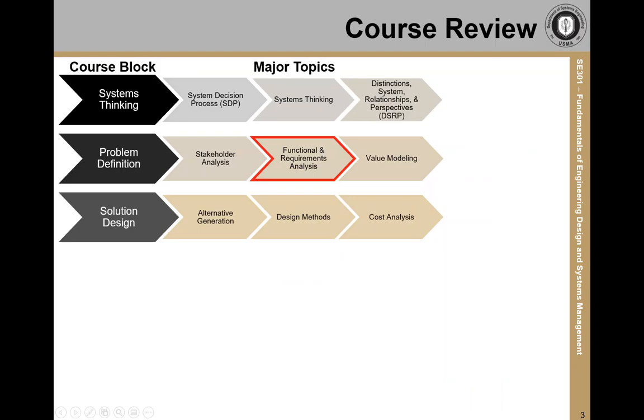All right, and today, if we look at our course roadmap, we are now on to requirements, functional and requirements analysis, which is our second task in our problem definition phase of the SDP.